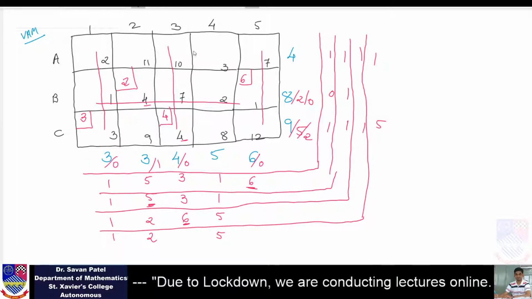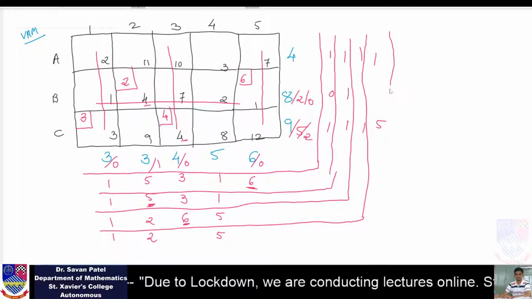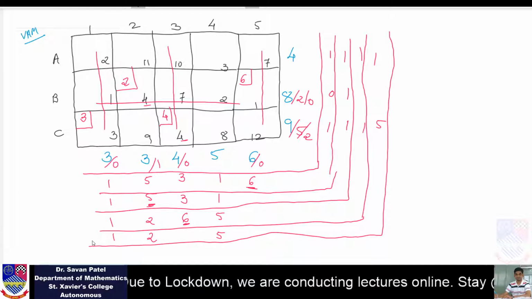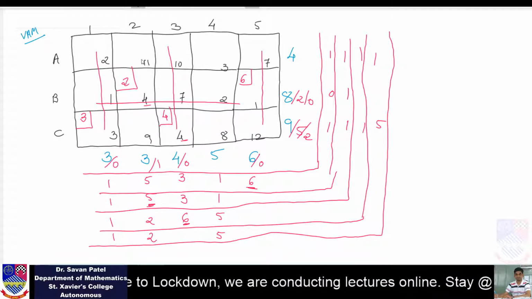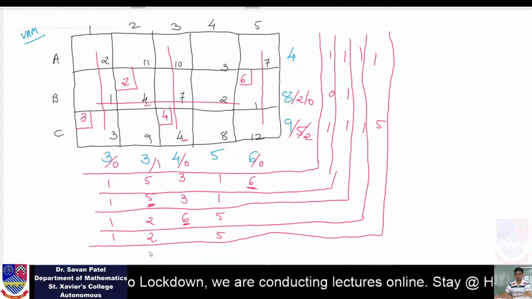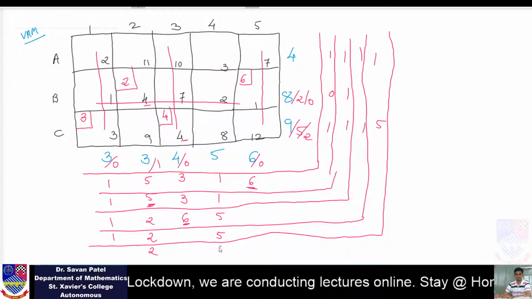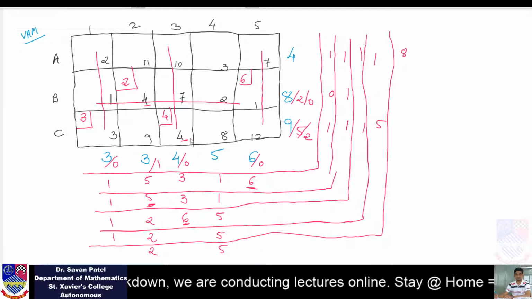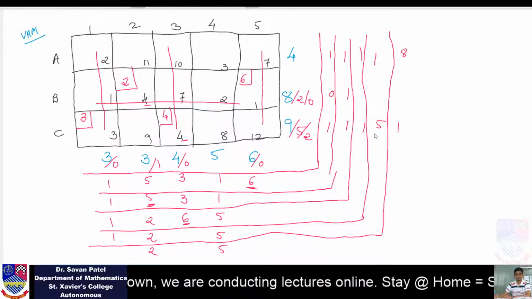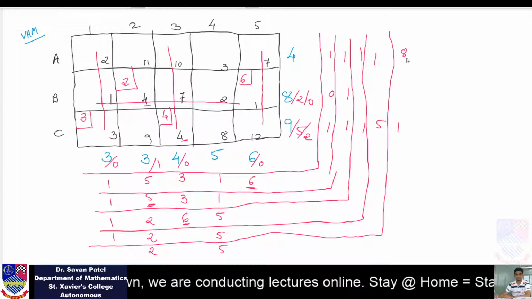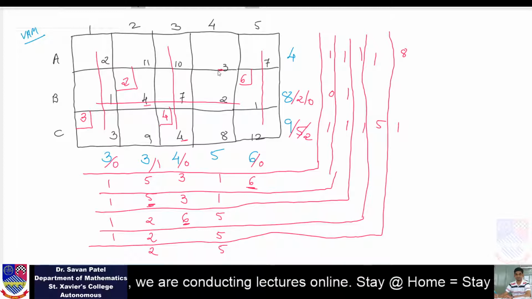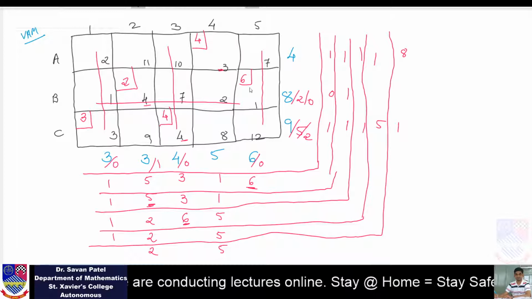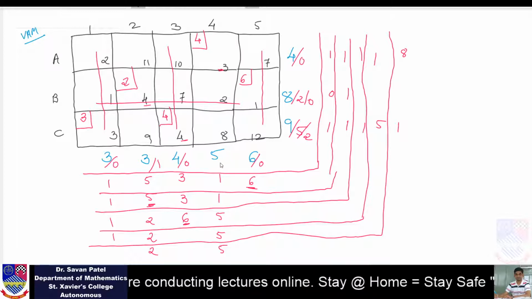Now I am having these 4 entries left. Again, the difference is 9 and 11, that is 2, here the difference is 5, here the difference of 3 and 11, that is 8, and here the difference of 9 and 8, that is 1. So 8 is maximum, so the corresponding minimum is 3. So I will allocate whatever is possible, that is here I am writing 4. Here I am left with 0 and here I am left with 1.